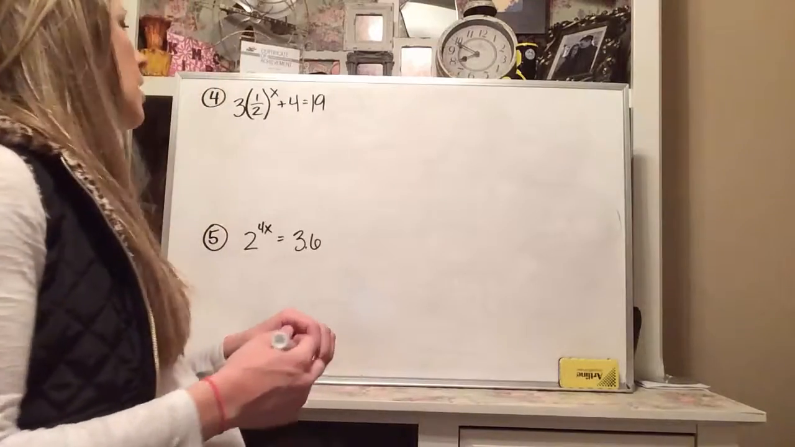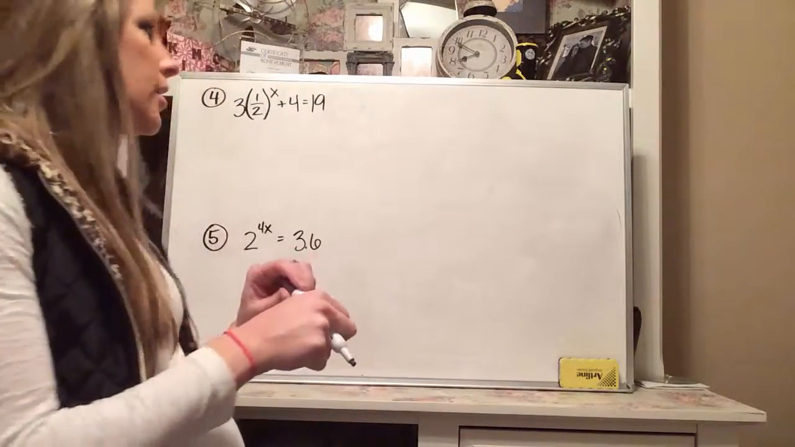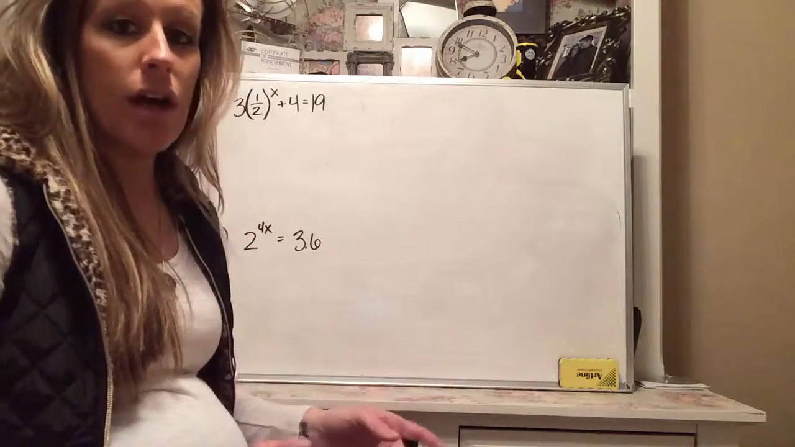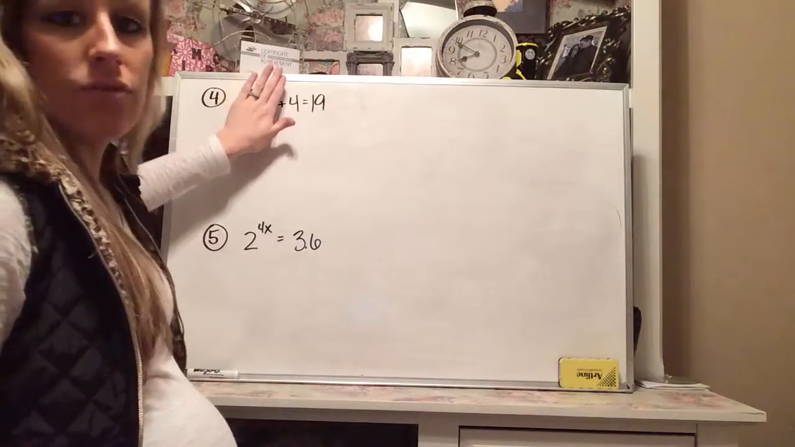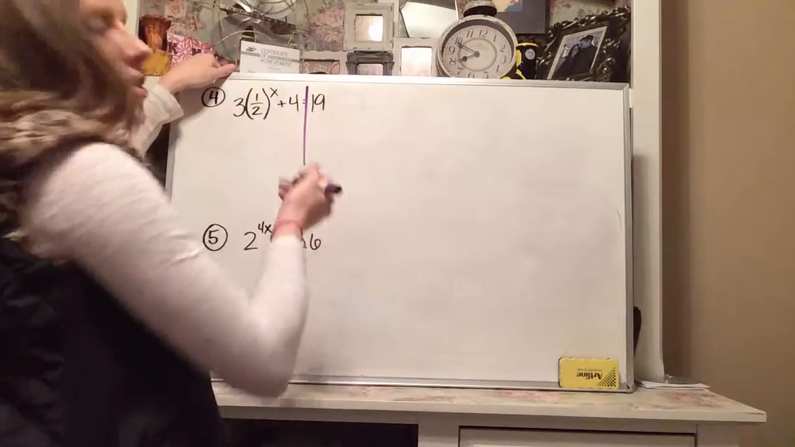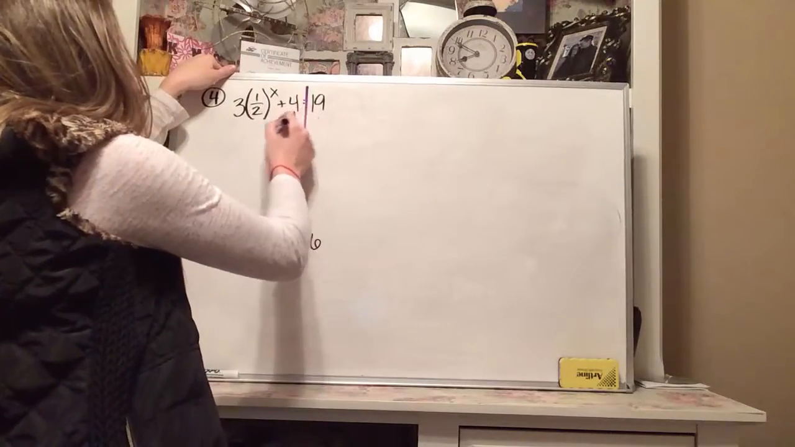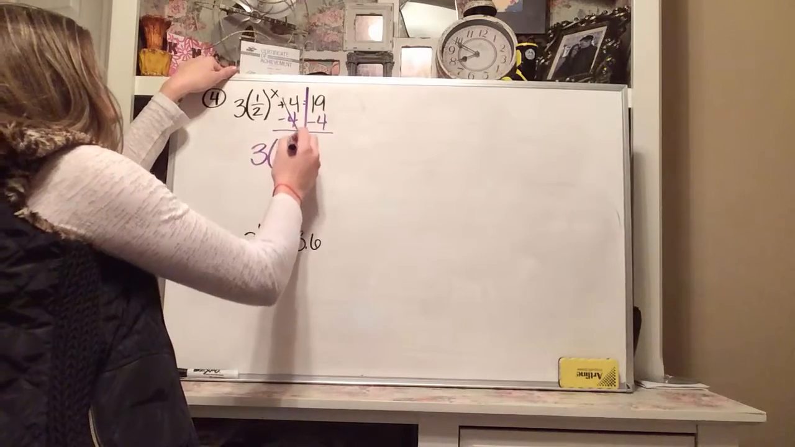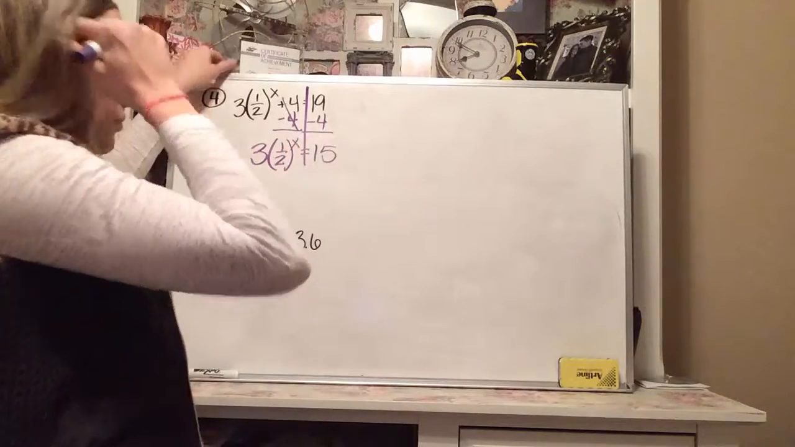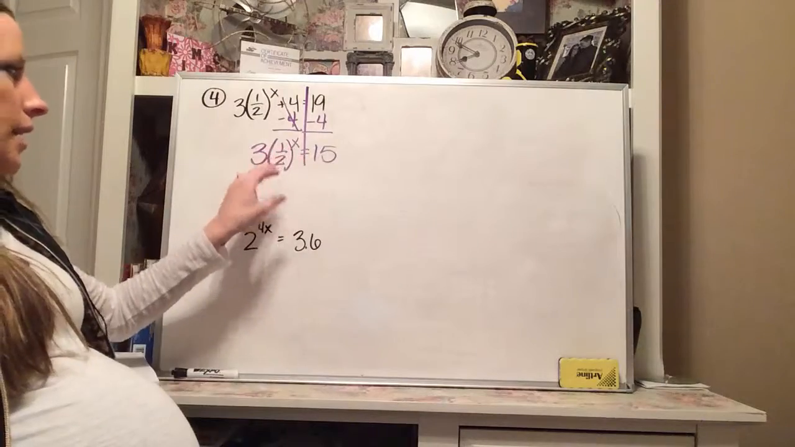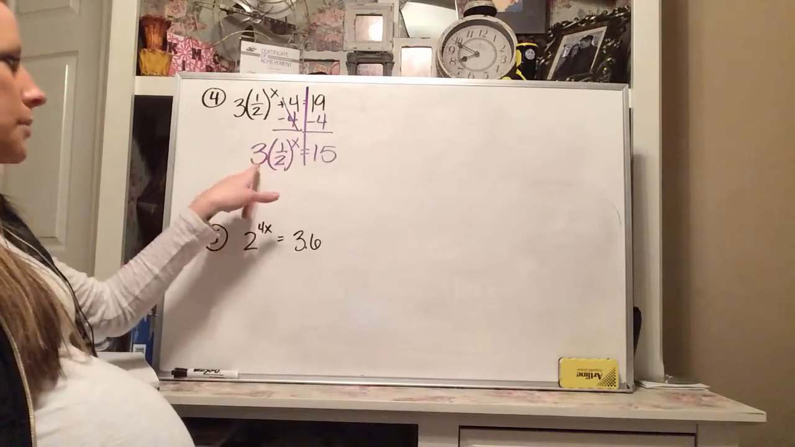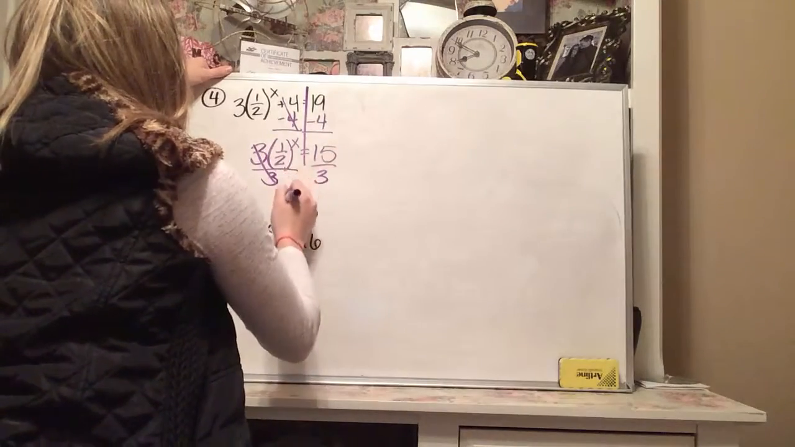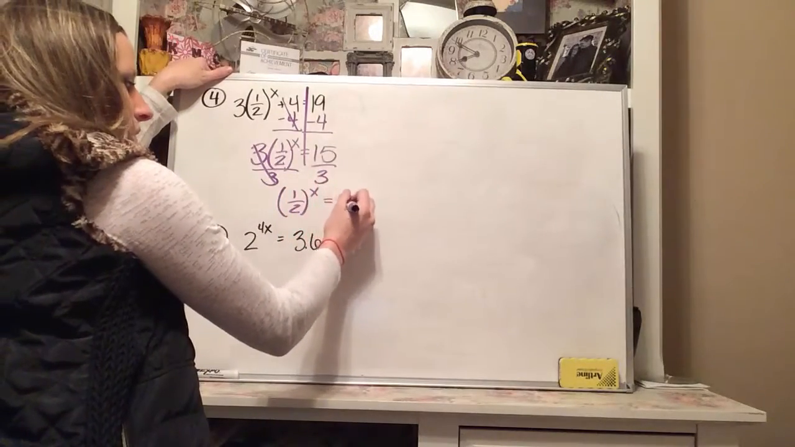Alright, here's number 4. You should have already tried to work this out, so I'm going to go kind of quick. We need 1/2 to the x power to be by itself before we can take the log of both sides. Okay, so save that term for last. I'm going to add, the opposite of adding 4 would be subtracting 4 to both sides. So I get 3 times 1/2 to the x power equals 15. Okay, now I need that 1/2 to the x power by itself. So the opposite of multiplying by 3 is dividing by 3. So I have 1/2 to the x power equals 5.